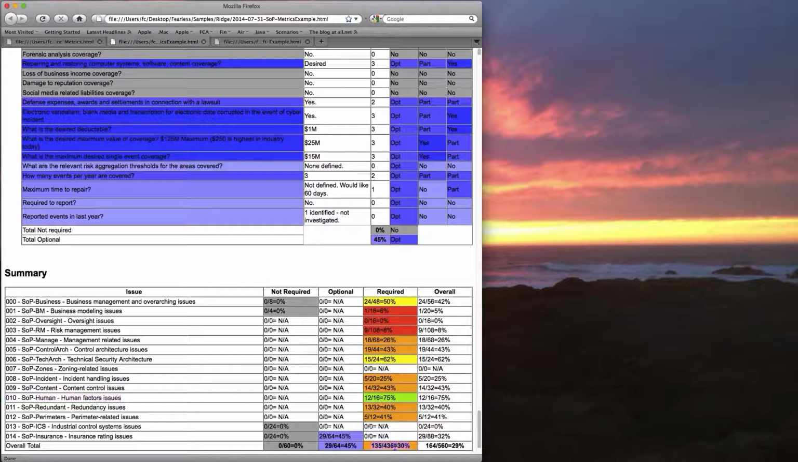There's an overall rating produced for the insurer. 30% probably going to have a higher insurance rate and more conditions on the insurance than something that's higher. Very rarely do you find an organization that gets over 70 or 80% here.